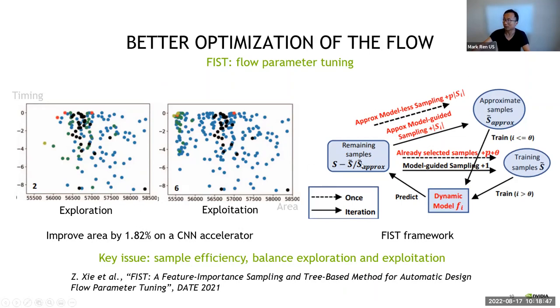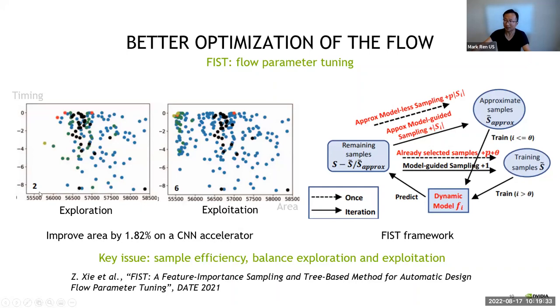So here, we just show one of our works in this area. It's called FIST. It's basically trying to leverage the clustering of similar parameters. So when you have multiple parameters in a flow, you can cluster them in a way that reduces the search space. This work leverages that idea to do a better exploration of the parameters, as well as a better exploration once you have built the model.